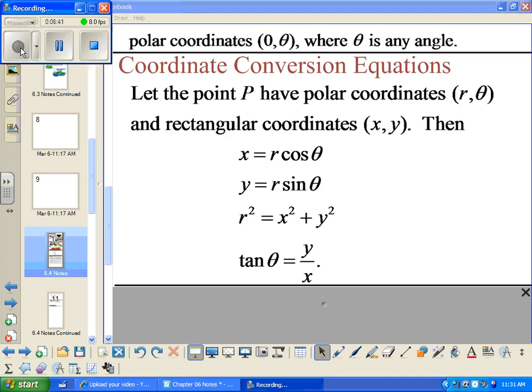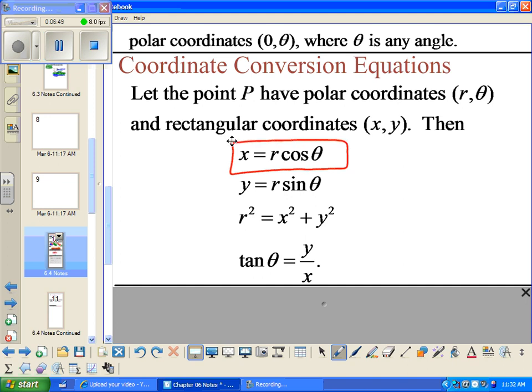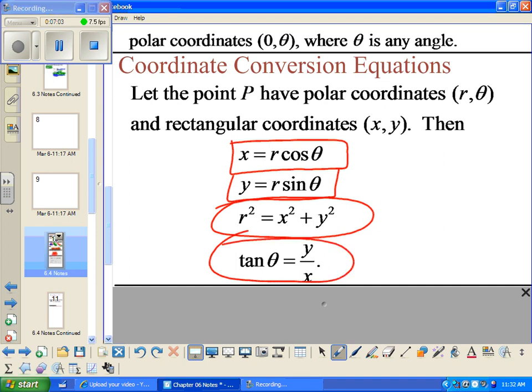These are the main coordinate conversion equations that you need to memorize. X is going to equal r cosine theta. Y is going to equal r sine theta. R squared is going to equal x squared plus y squared. And tangent theta is going to equal y over x.